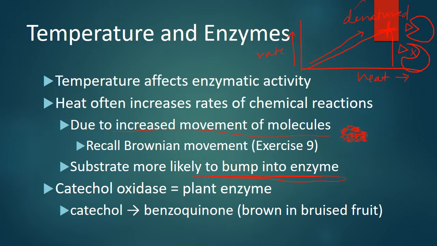So catechol oxidase is the enzyme you're going to be using for the next experiment. And it is a plant enzyme found in potatoes, so I'll be making more potato slurry. And the catechol oxidase is going to break down catechol to benzoquinone, which is the brown in bruised fruit. So anytime you bruise a banana or an apple or whatever it is, that brown is that compound called benzoquinone. So what we're going to see is a brown color develop as more catechol is broken down. The catechol concentration will decrease, the benzoquinone will increase, and we will see a brown color.